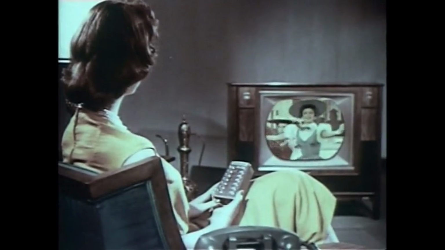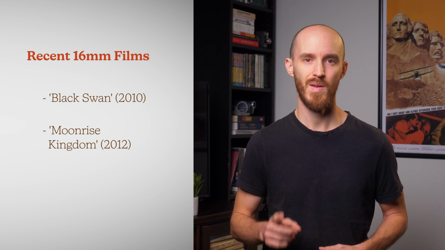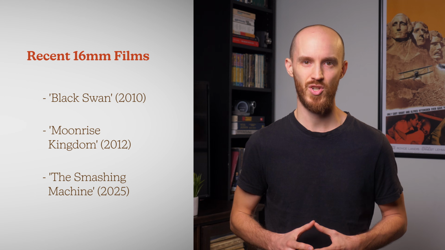With the introduction of television in the 1950s, the format began to see even more professional use, with the BBC in particular pushing the format. This is because they needed a high-quality, yet cheaper and more portable form of production. Documentaries also tended to favor 16mm for the same reasons. Eventually, it did start to become more accepted in Hollywood, being used on independent and low-budget productions. Some recent films shot on 16mm include Black Swan, Moonrise Kingdom, and 2025's The Smashing Machine.